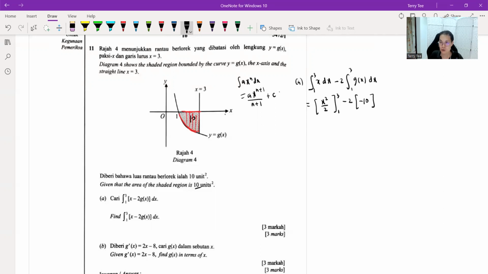Okay, so what I need to do is to substitute the 3 inside. 3 squared is 9. You can actually take out the half to make it easier. Take out the half, 1 over 2, 3 squared is 9, 1 squared is 1, and you plus with minus 2 times minus 10, which is positive 20.